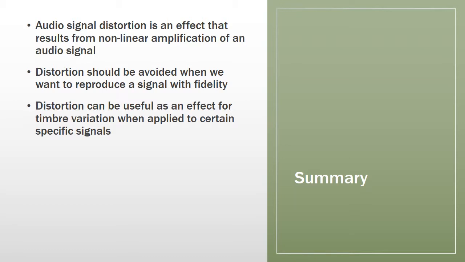In summary, audio signal distortion is an effect that results from non-linear amplification of an audio signal. Distortion should be avoided when we want to reproduce a signal with fidelity. Distortion can be useful as an effect for timbre variation when applied to certain specific signals.